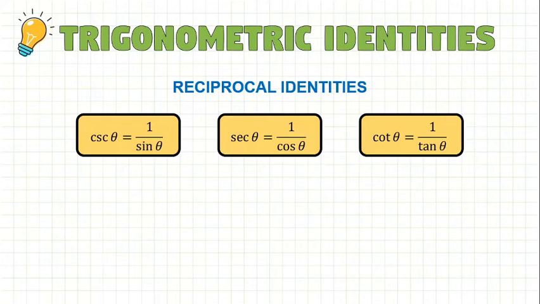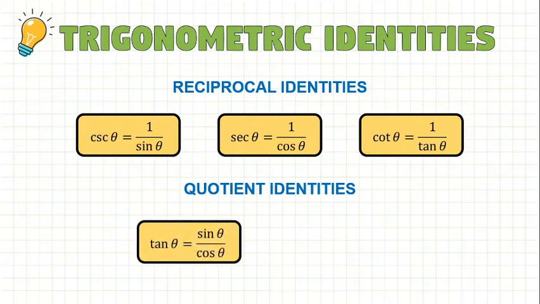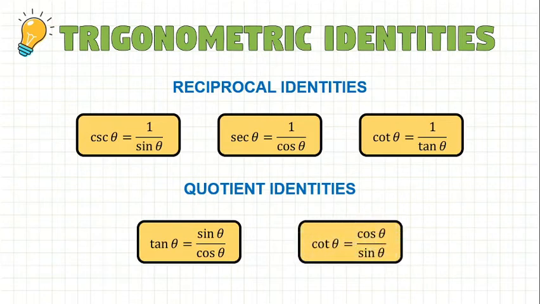So that is the reciprocal identities. Okay? The second fundamental trigonometric identities is the quotient identities. So we only have two. The first one is this one. We already know this one also. Tangent theta is equal to sine theta over cosine theta. And cotangent theta is equal to cosine theta over sine theta. So just take note of these identities.